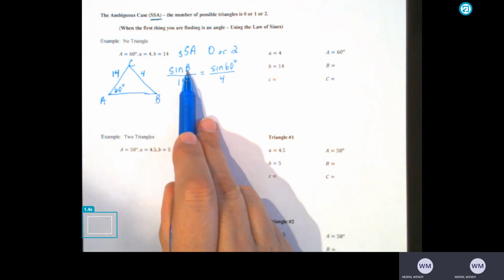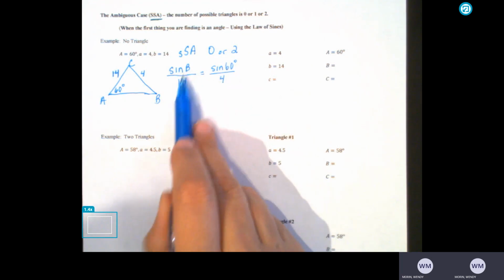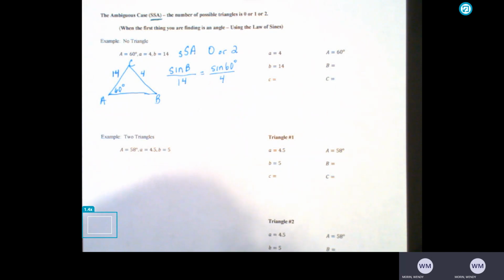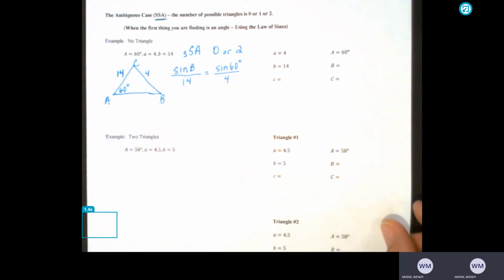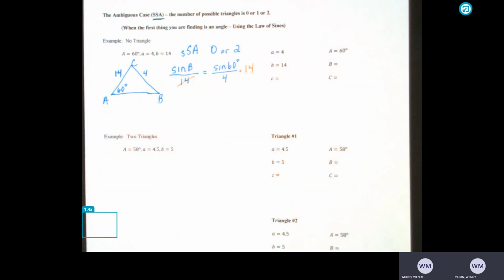Again, always setting up my unknown at the top. Now I could flip these around, but then I'm going to have my unknown in my denominator, and then solving for an unknown in your denominator gets very confusing for some of you. So we're trying to keep it as simple as possible. Okay, so the next thing I'm going to do is multiply both sides by 14.